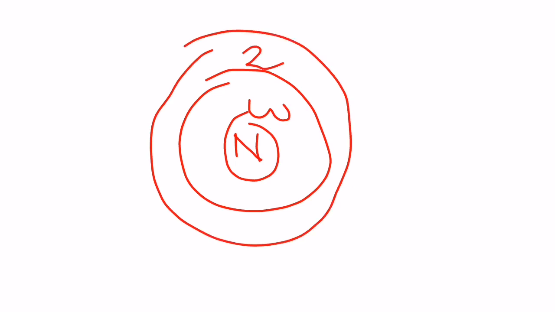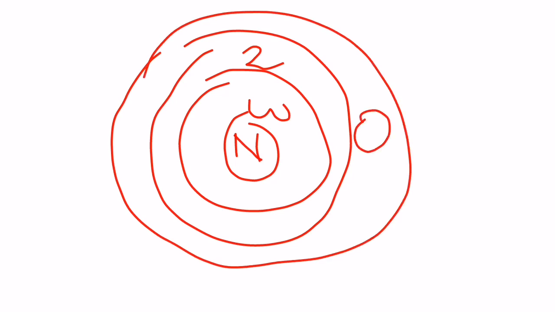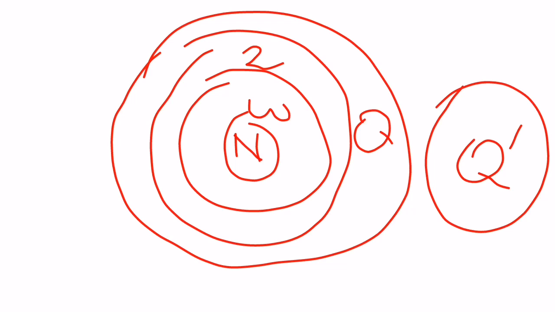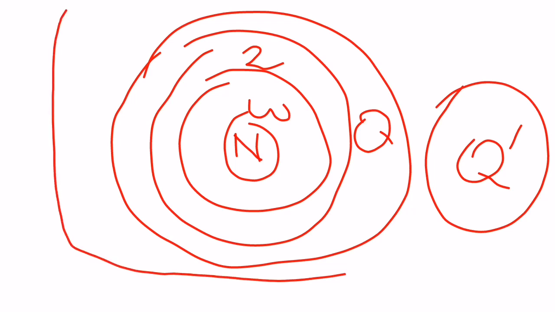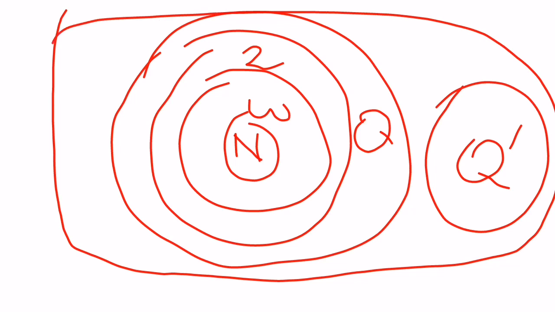So it means that the set of natural numbers is contained in whole numbers, contained in integers, contained in rational numbers, but the set of irrational numbers is separate, and both these sets are contained in the set of real numbers. This is a simple lecture about the set of real numbers.